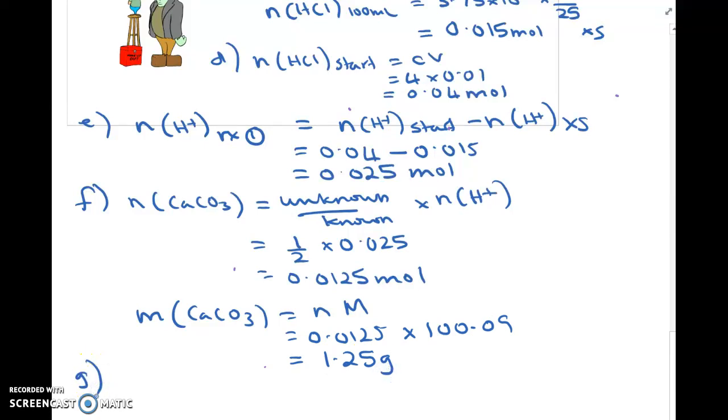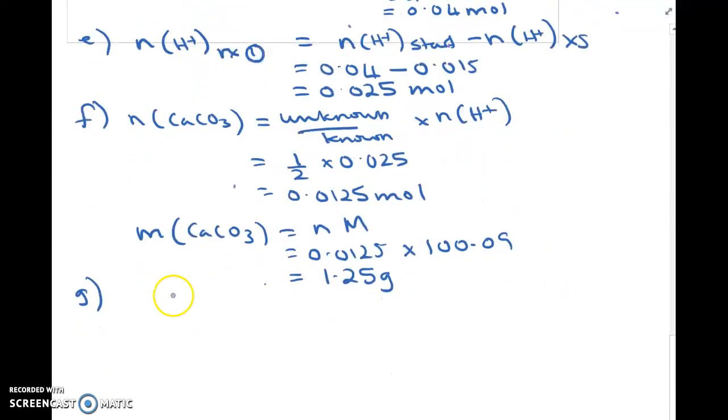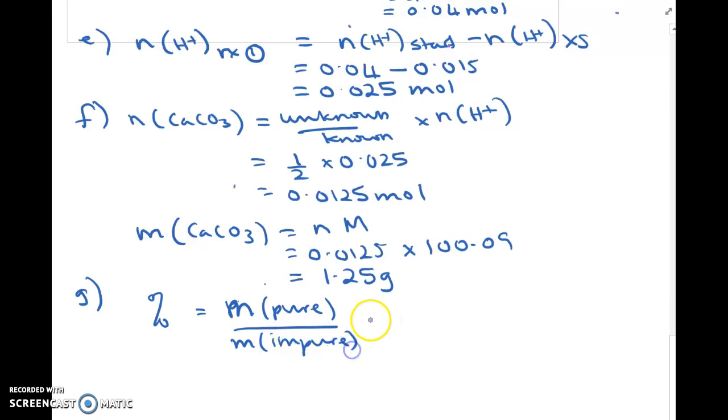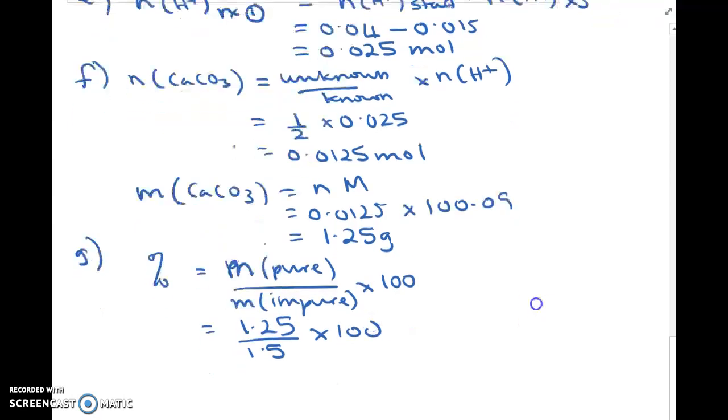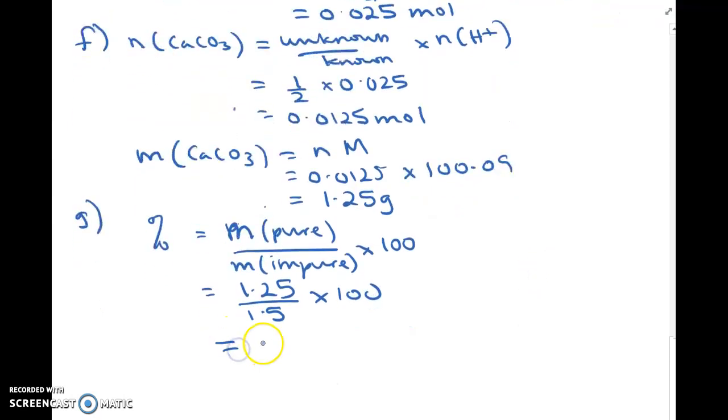Part G is find the purity. Now remember, the percentage purity is equal to the mass of the pure over the mass of the impure times 100. So the mass of the pure was 1.25 divided by 1.5 times 100. And it comes out to 83.4%. Remember, our answer must be given to 3 significant figures.